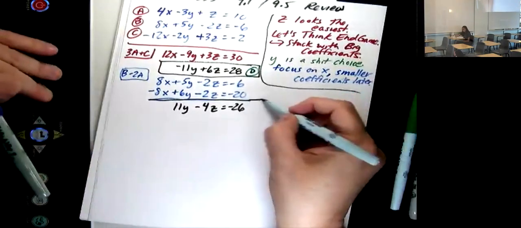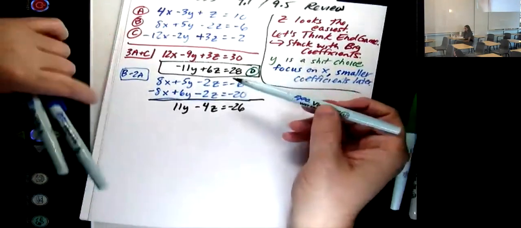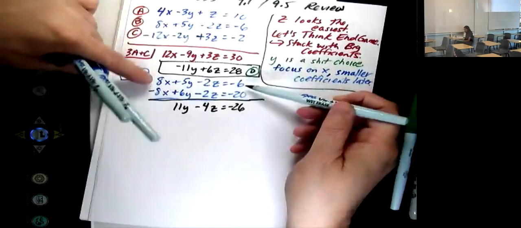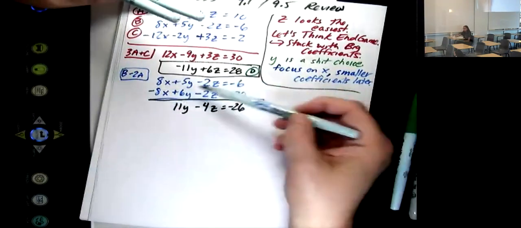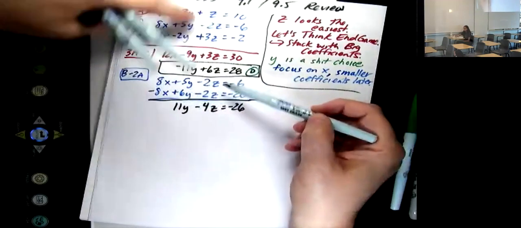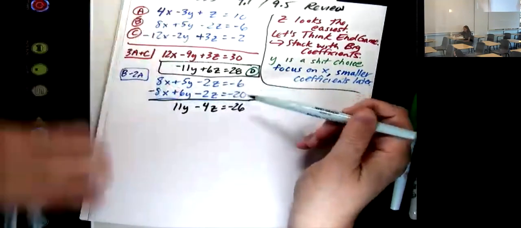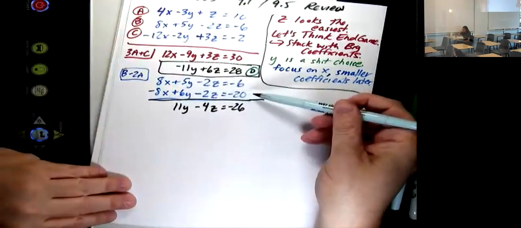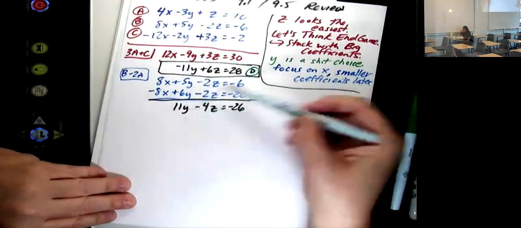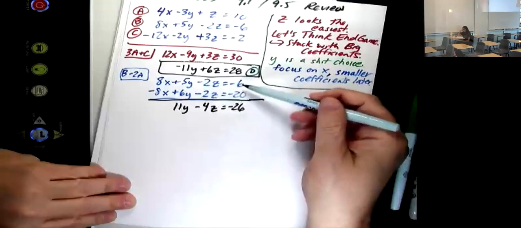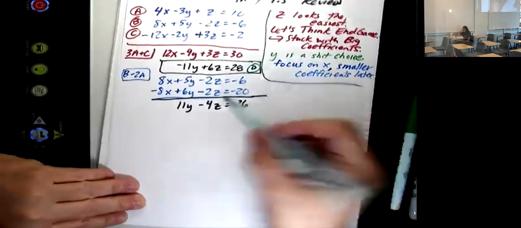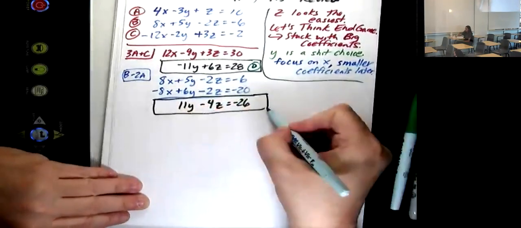Now, before I go any further, I want to just double check everything. I copied B down correctly. That looks good. Negative 2 times that is negative 8x, positive 6y, negative 2z, and negative 20. My multiplication is good. 5 and 6 is 11, negative 2 and negative 2 is negative 4, negative 6 and negative 20 is negative 26. That's looking like a good equation as well.